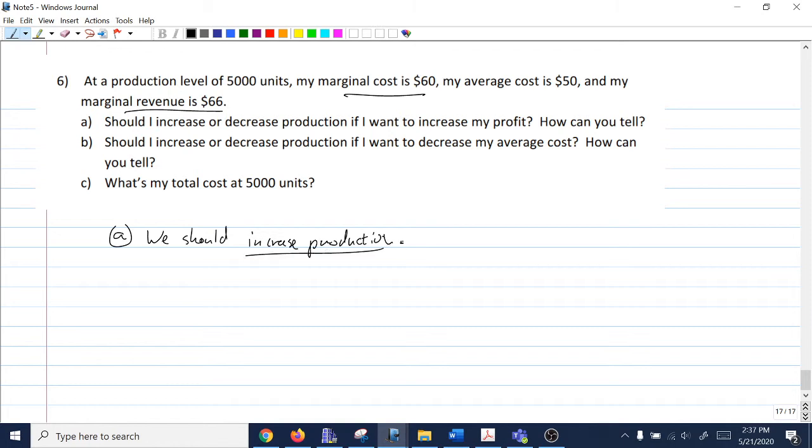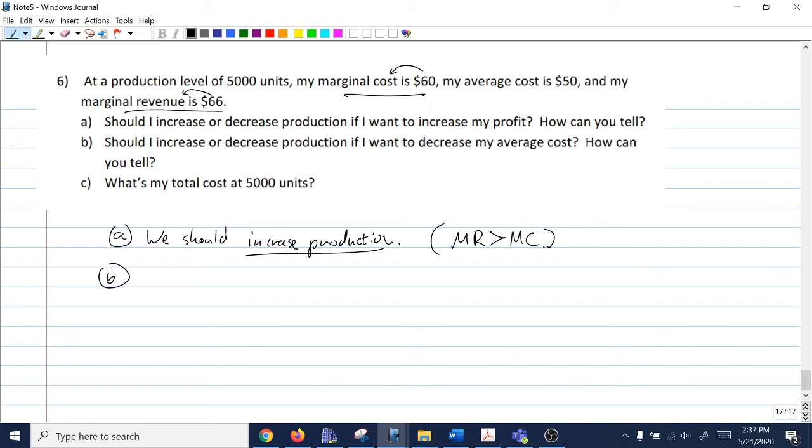You can write down a whole long sentence like I just said, but the emphasis is, the thing I'm looking for is marginal revenue versus marginal cost is what we compared. This is all you need to say about why marginal revenue is higher than marginal cost.